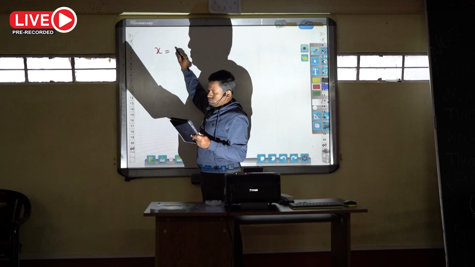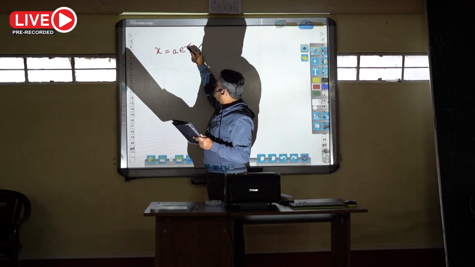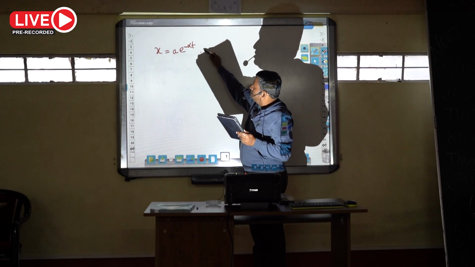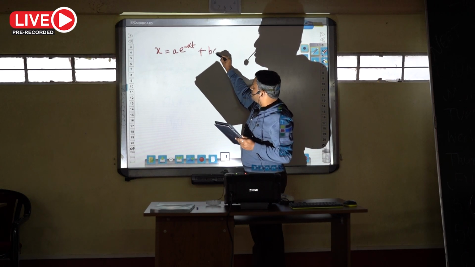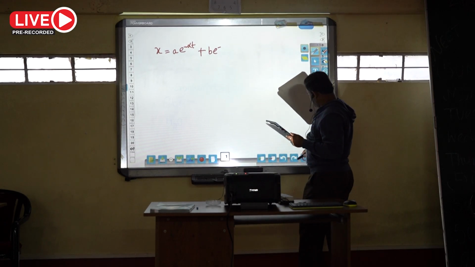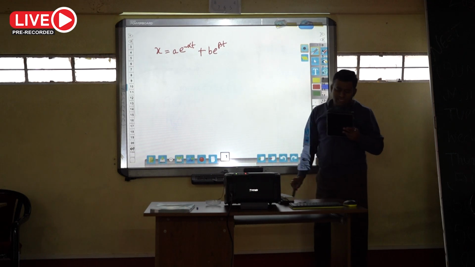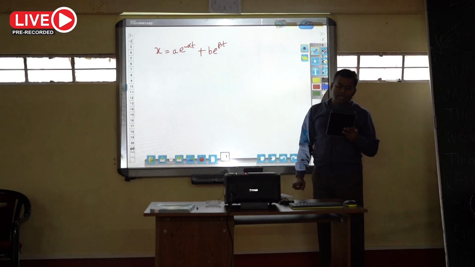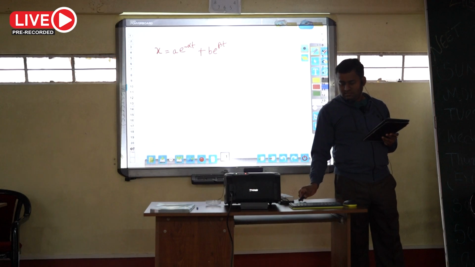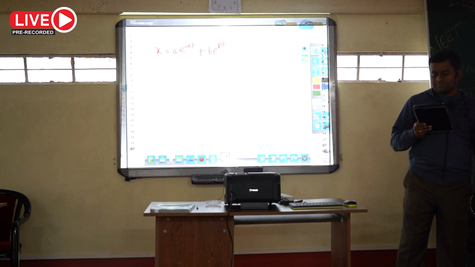X equal to a e to the power minus alpha t plus b e to the power plus beta t, where a, b, alpha and beta are positive constants.